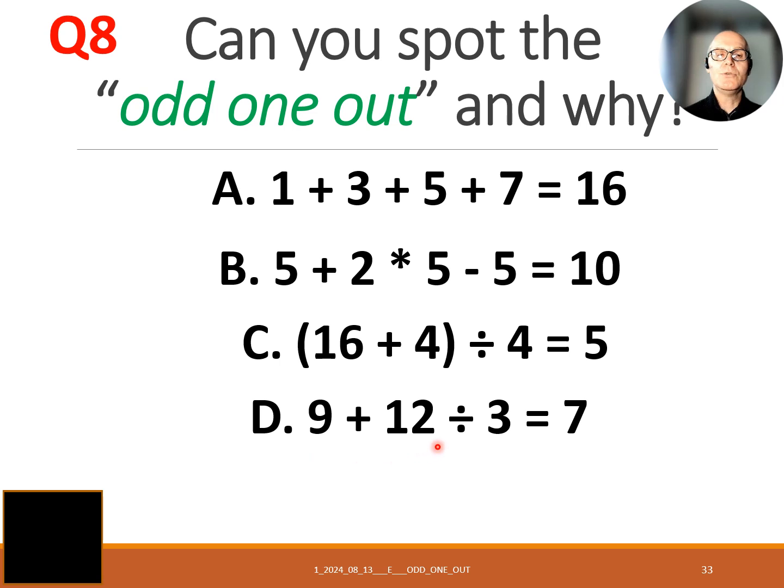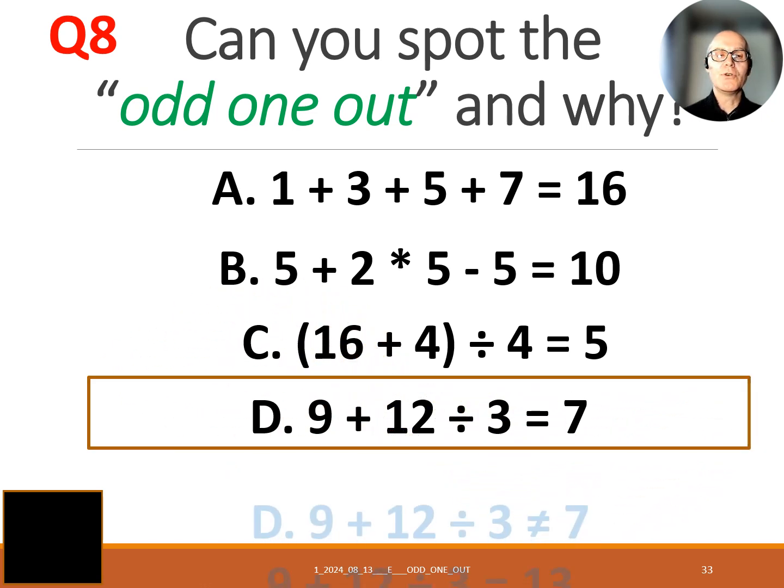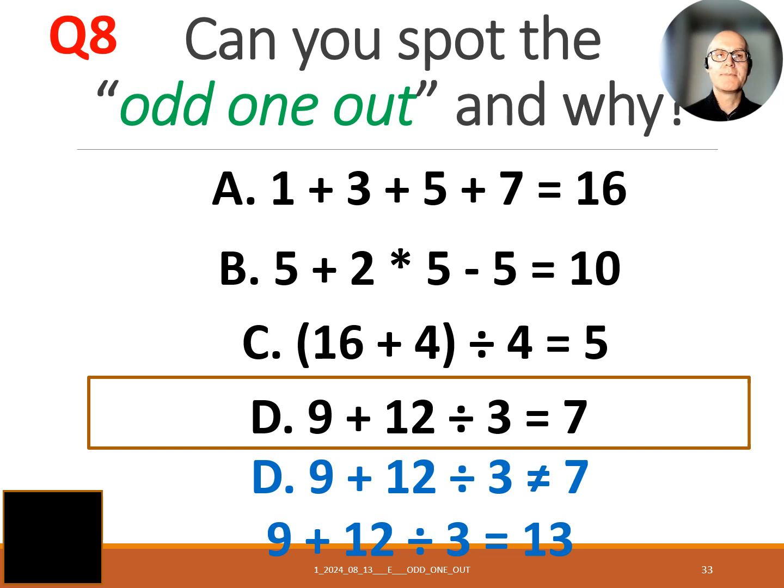In this case here, you do the division first. 12 divided by 3 equals 4. 9 plus 4 equals 13. It does not equal 7. If you didn't use BODMAS, you would have 9 plus 12 equals 21 divided by 3 equals 7, but that is incorrect because you have got to use BODMAS.